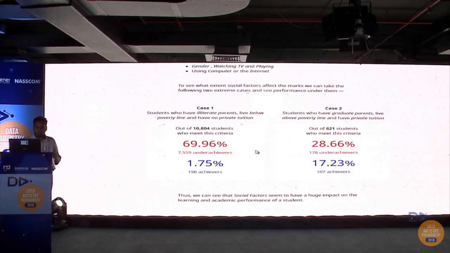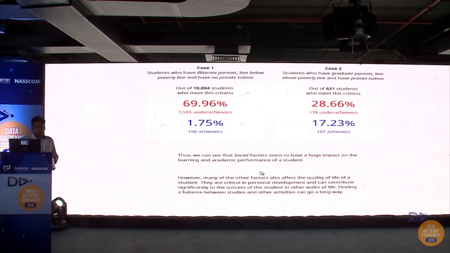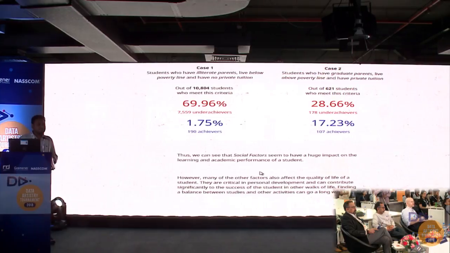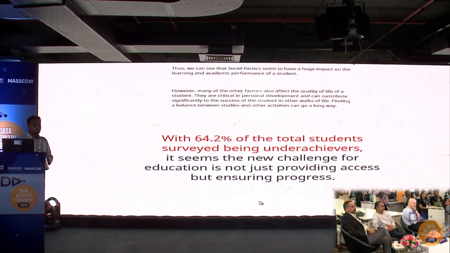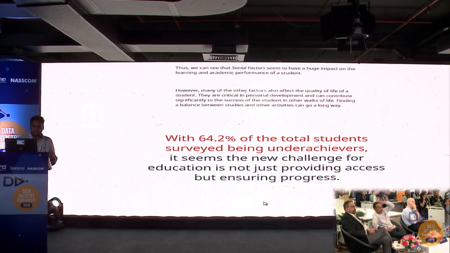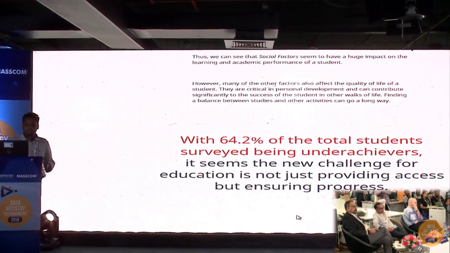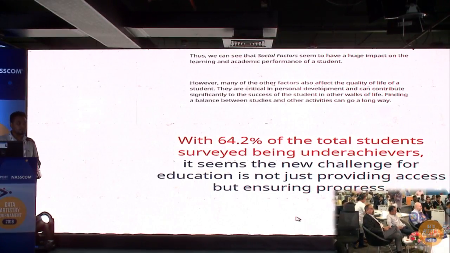So we can see that social factors seem to have a huge impact on the learning and academic performance of a student. The other factors may not affect academic performance, but they affect the quality of life of a student. Factors like playing and watching TV are critical in personal development and can contribute to the overall well-being of the student. So we come to the conclusion that, with 64.2% of the total students surveyed being underachievers, the new challenge for education, according to this survey, is not just providing access to education, but also making sure it progresses in the right direction. Thank you.